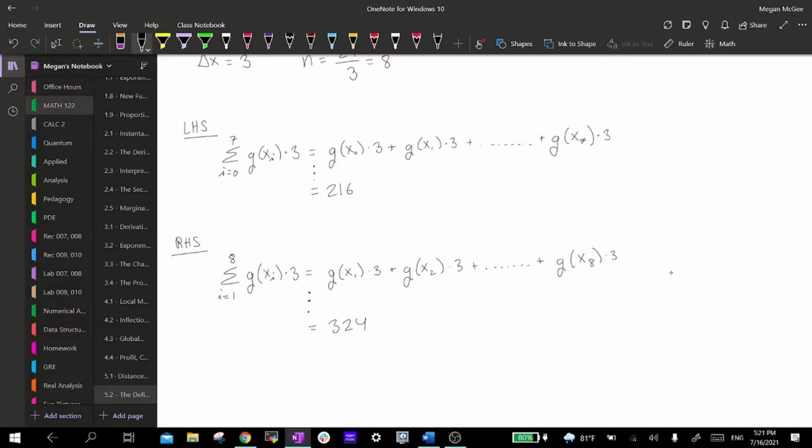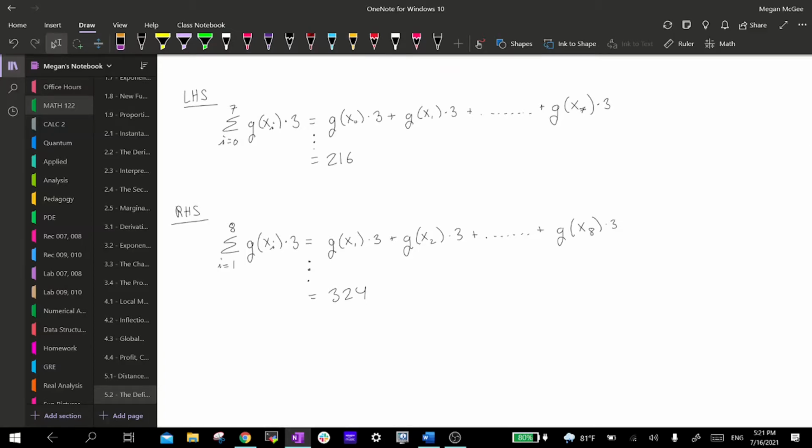So if we want to average this and get the best approximation, we're going to say that our integral from 0 to 24 of g of x dx is approximately 324 plus 216 divided by 2, which gives us 270.